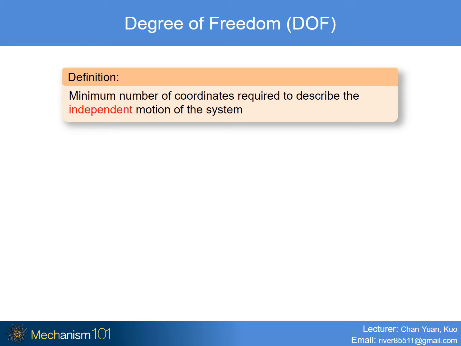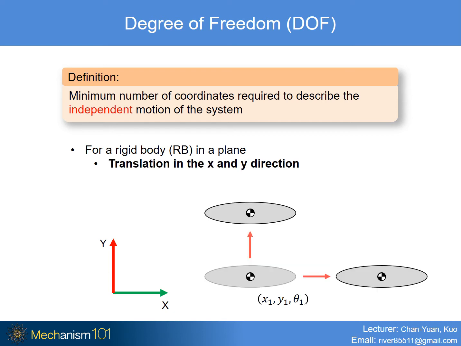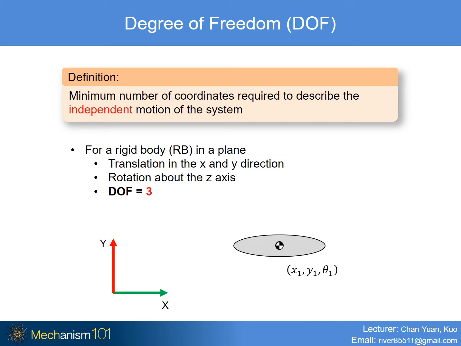In order to give you a clear picture of what it is, let's examine how many degrees of freedom a rigid body in a plane has. For a rigid body in a plane, there are three kinds of independent motion, which are translation in x and y direction and rotation about the z-axis. So now we know that we need at least three coordinates x, y, and theta to describe the motion of a rigid body in a plane, and by definition, it means that a rigid body in a plane has 3 degrees of freedom.